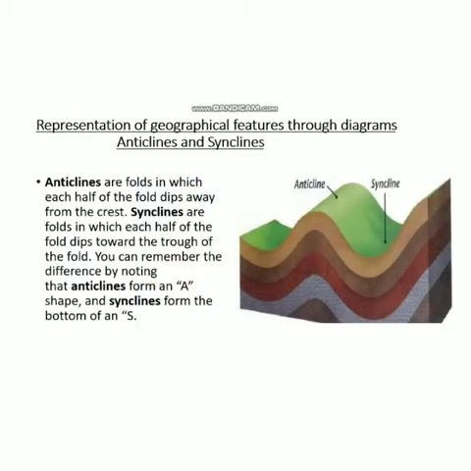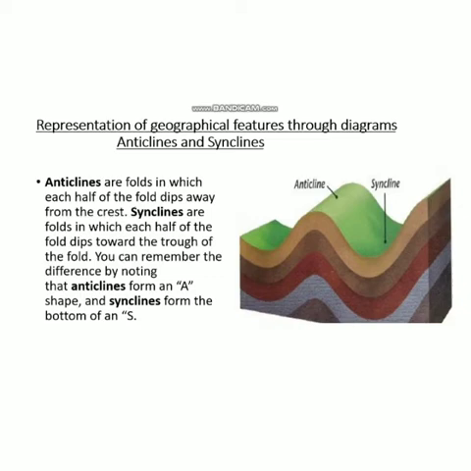Representation of geographical features through diagrams. We use diagrams to represent different geographical features such as anticlines and synclines. Anticlines are folds in which each half of the fold dips away from the crest. Synclines are folds in which each half of the fold dips towards the trough of the fold. You can remember the difference by noting that anticlines form an A shape and synclines form the bottom of an N. Anticlines and synclines are parts of a simple fold.